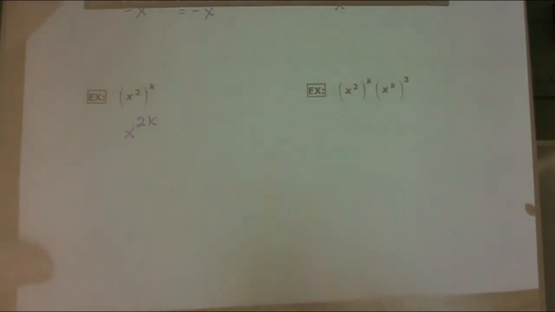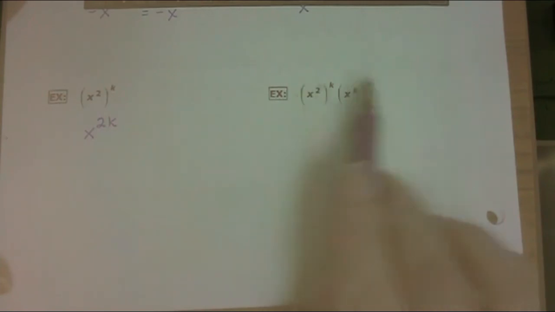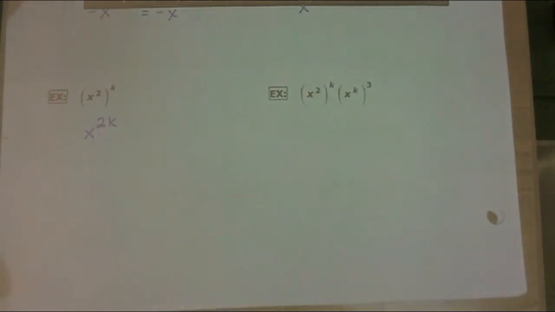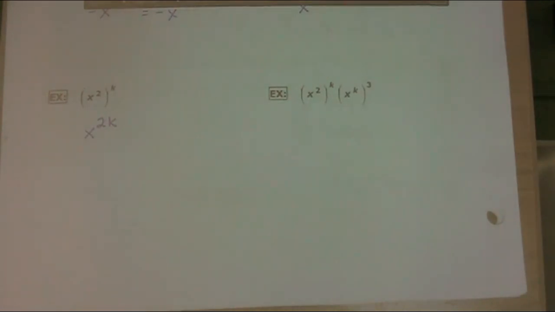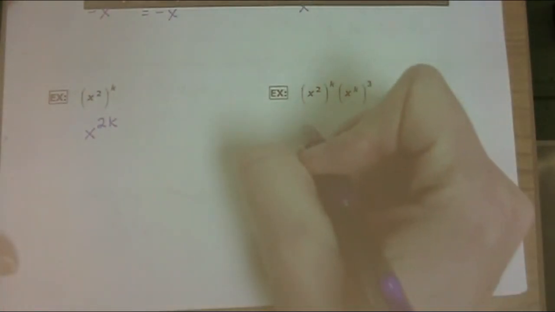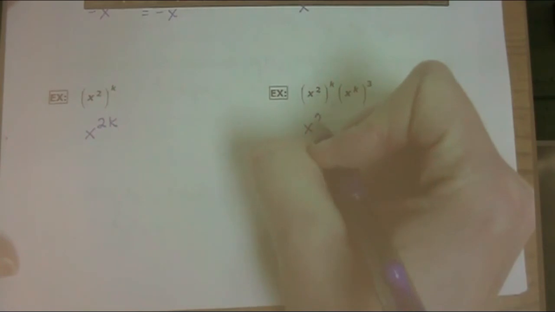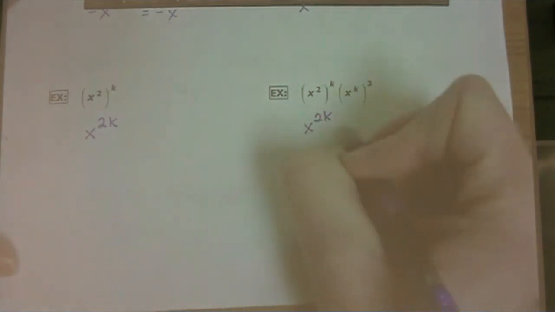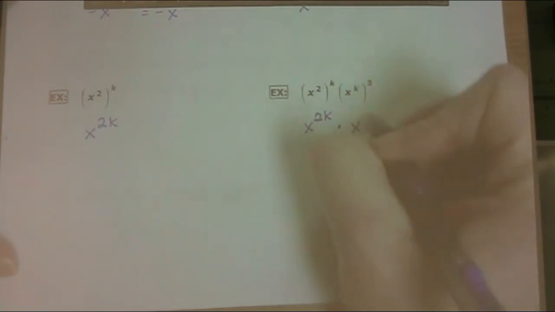Now, my final example, I need to use my product rule for this times this. But I also have exponents outside the parentheses. When you have that, you're going to do that first. So I'm going to use my power rule first. So this is x, multiply my exponents, so this is 2 times k. And this is going to be multiplied by x to the k times 3 power, which is 3k.